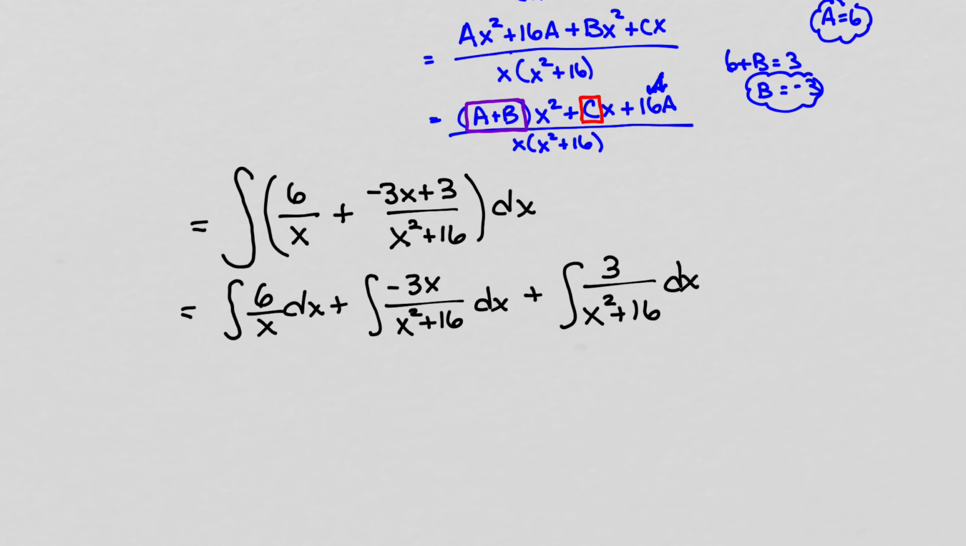So why don't you try it? The first one's a natural log. The second one is a u substitution. And the third one is either you recognize it as an arctangent, and if you don't, try a trig substitution on that one. X equals 4 tan theta. That'll work for you. Okay? If you want.